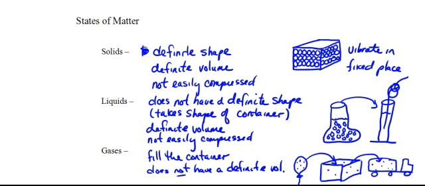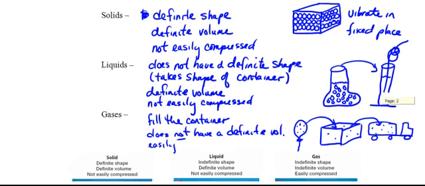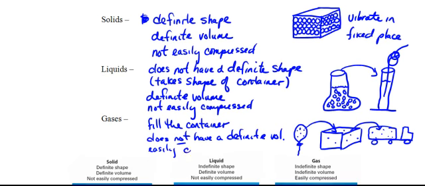However, a gas is easily compressible. Let me scroll down here, running out of room at the bottom. Easily compressed. In fact, if you have a particular container, you can actually squeeze. That's what plungers do. You can squeeze a gas into a smaller volume. We'll demonstrate that in class for you.